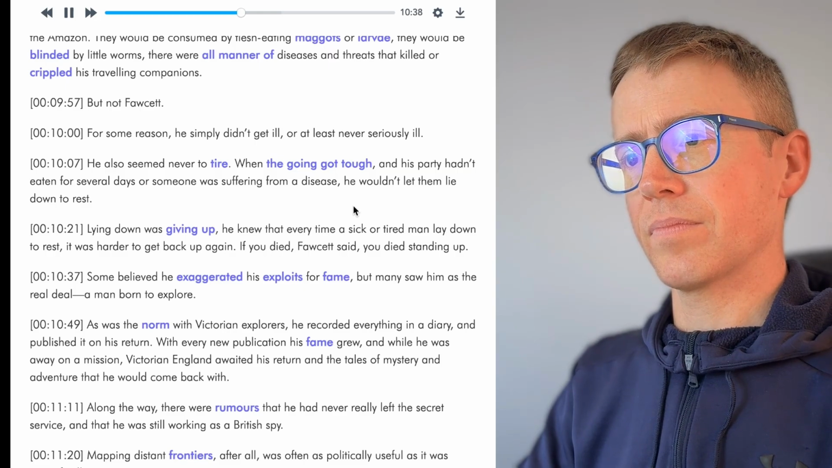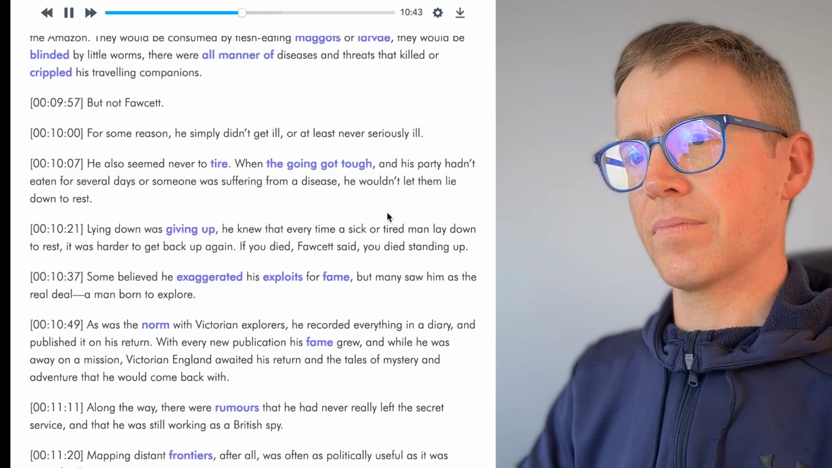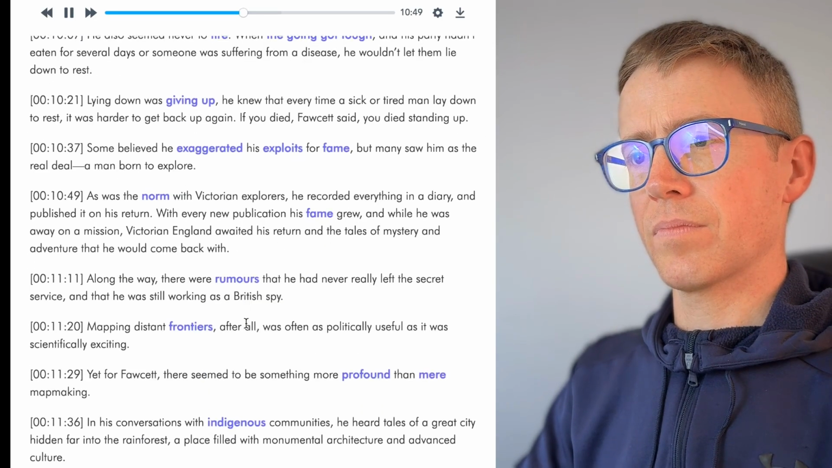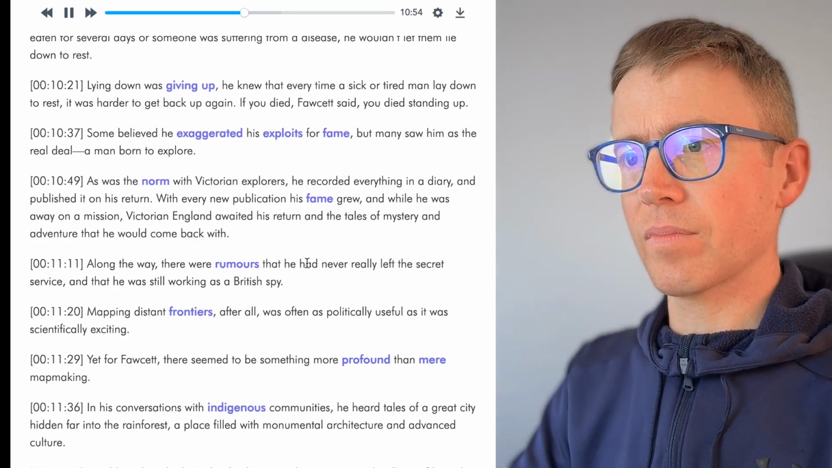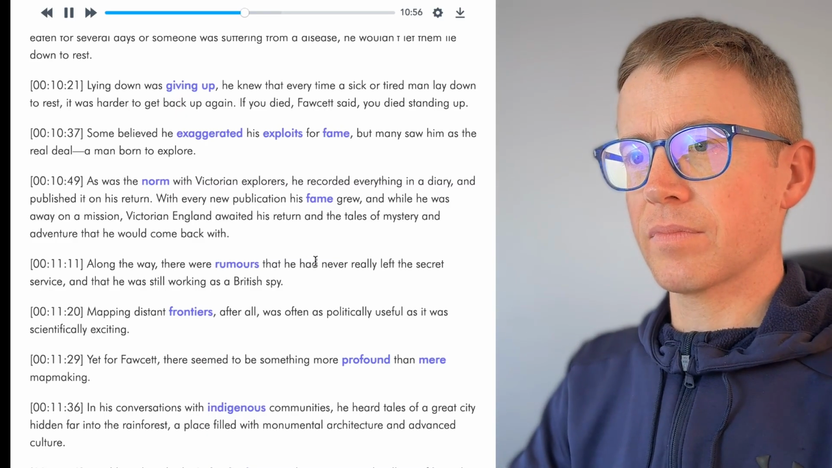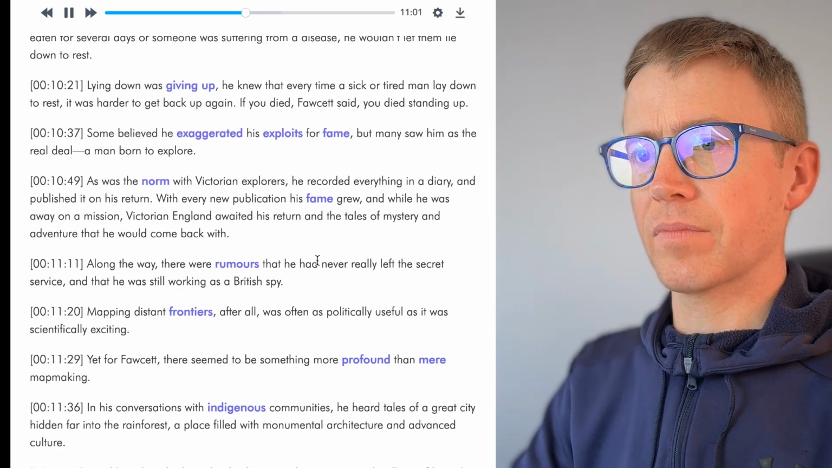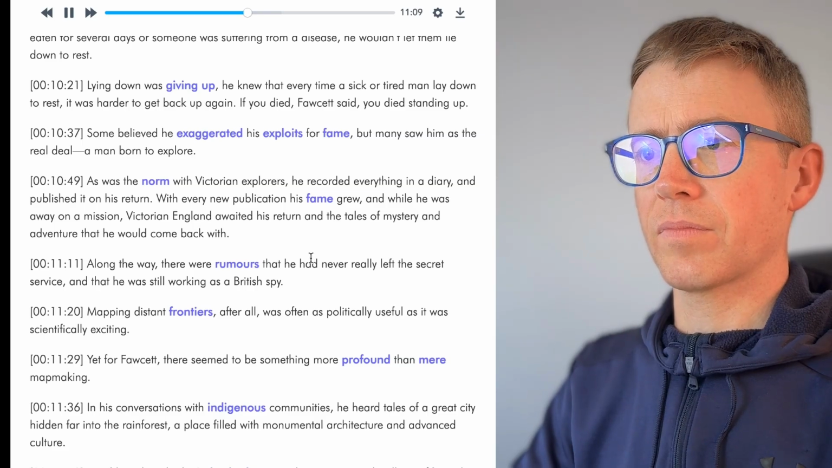Some believe he exaggerated his exploits for fame, but many saw him as the real deal, a man born to explore. As was the norm with Victorian explorers, he recorded everything in a diary and published it on his return. With every new publication, his fame grew. And while he was away on a mission, Victorian England awaited his return and the tales of mystery and adventure that he would come back with.